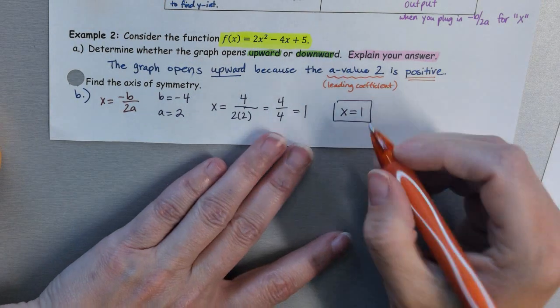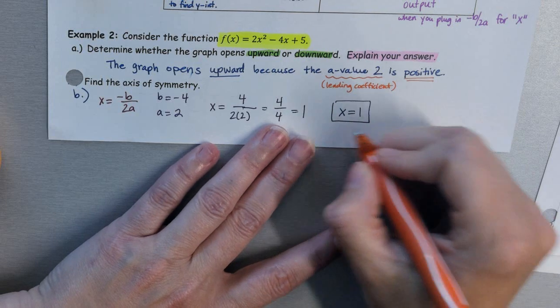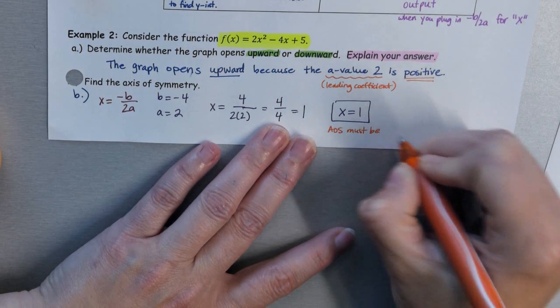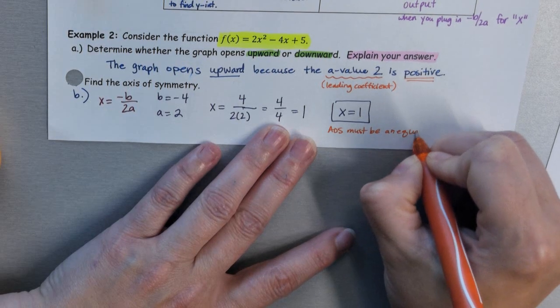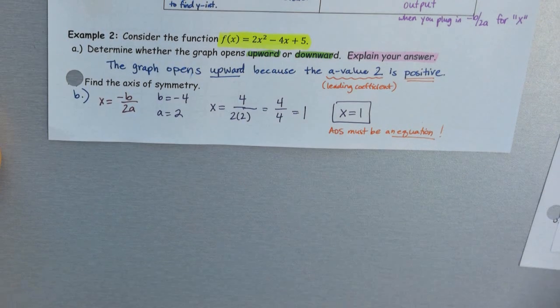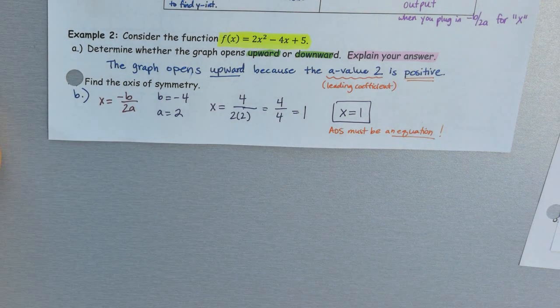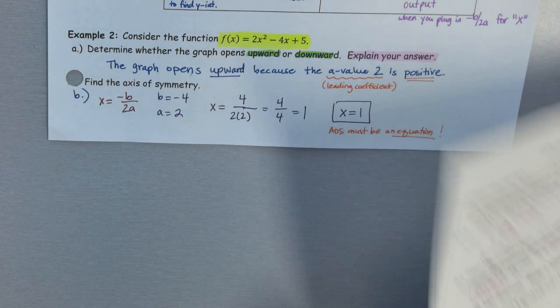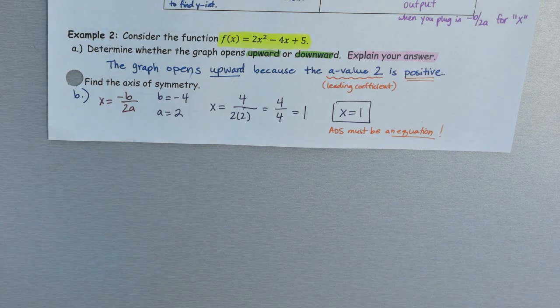Okay, so anytime it's the axis of symmetry, your axis of symmetry must be an equation, and that's because it is a line. Just saying 1 does not mean the same thing. X equals 1 indicates it is a vertical line. Alright, so now let's look at part C.